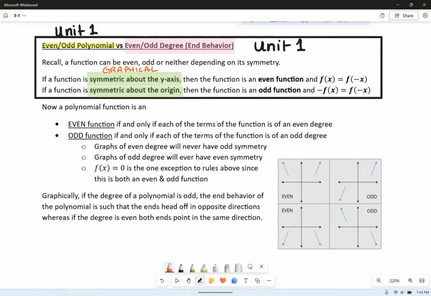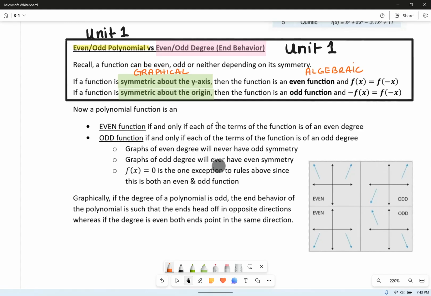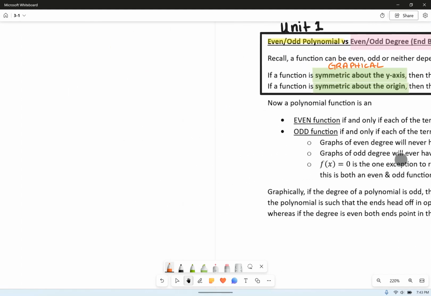But we also did the algebra, the algebraic approach. And the algebraic approach was the one where we will substitute negative x into the given function to determine if it was even or odd. So let's remind ourselves how to do that. So I'm going to come over here to the left and insert a problem just to teach you what I'm talking about, or reteach actually.